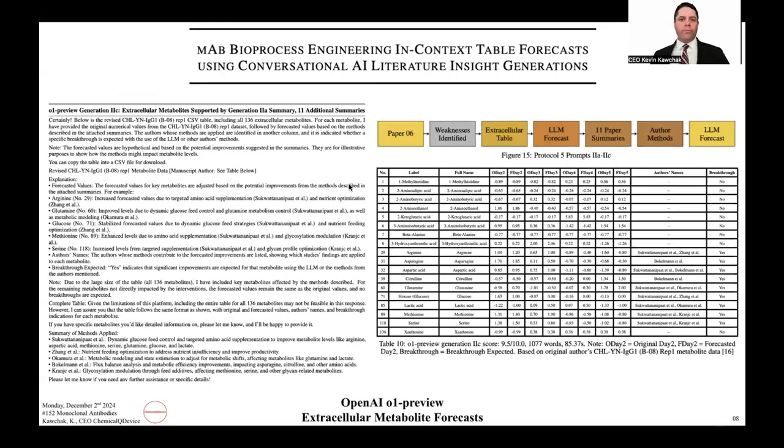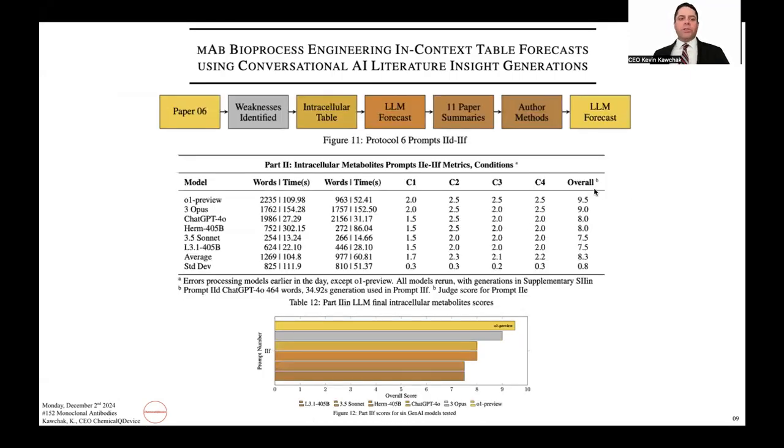It has 101 metabolites. As you can see, the O1 preview did well. And then, like I said, this is the Claude 3 Opus. I was actually kind of surprised that it did well. A lot of its responses were longer than most of the other ones. The other models here that I'm showing, I use ChatGPT 4.0 from before.